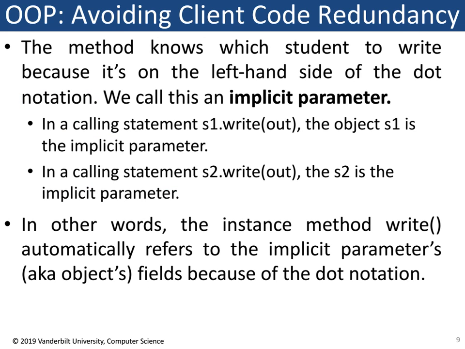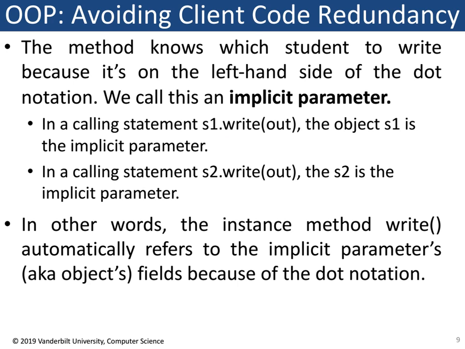The answer is the specific instance that is calling the method is an implicit parameter to the method itself. So when we call s1.write and pass the print stream that we want to write to, our write instance method knows which instance of the Student object called it, and it is able to therefore deduce which instance variables to use when executing the method.